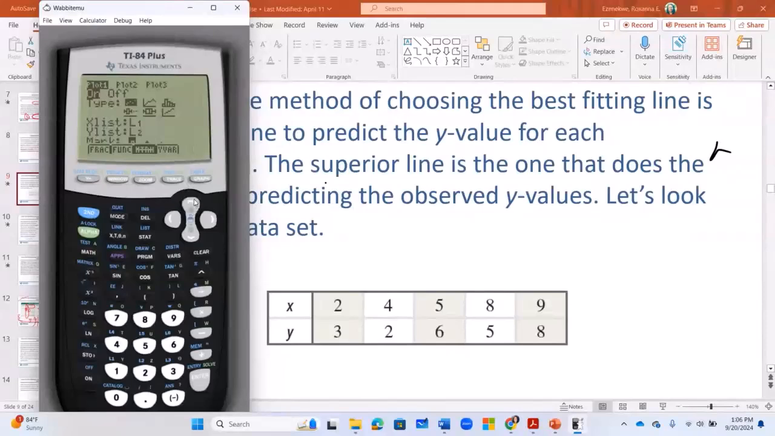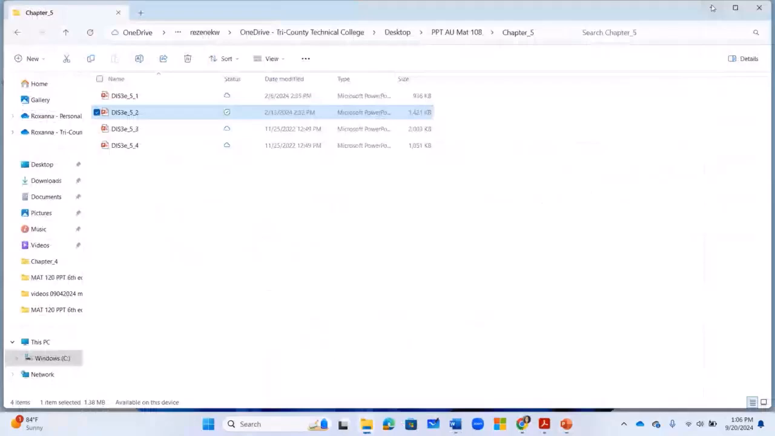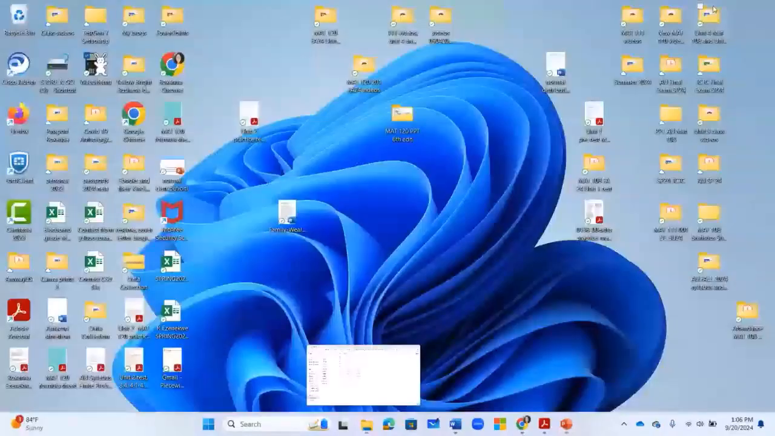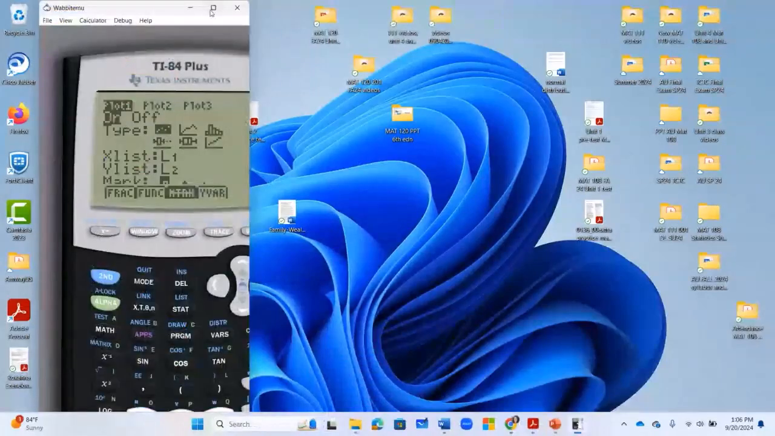So what is wrong with you? Well, I think it's frozen. Actually, it is frozen. All right, I'm going to X out. My calculator is frozen. I'm going to pull it up again because it is frozen. Hopefully this time it will not be frozen.